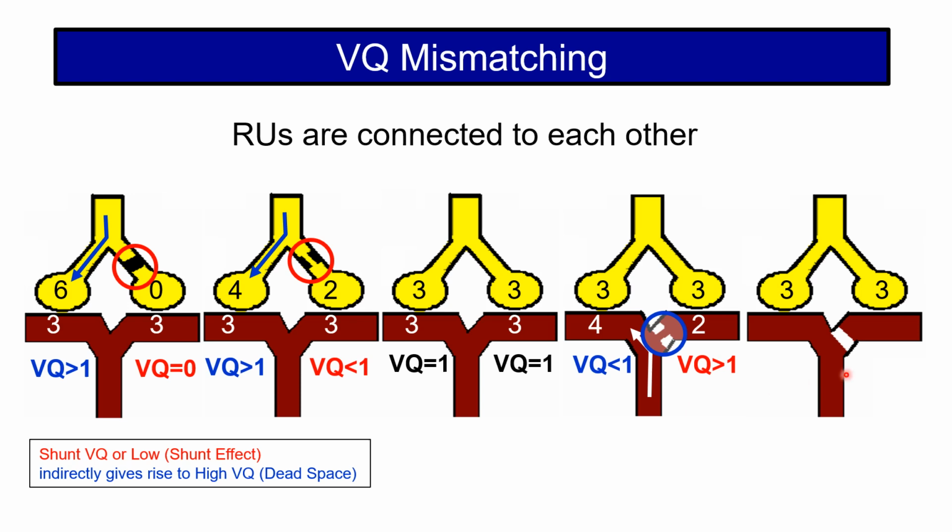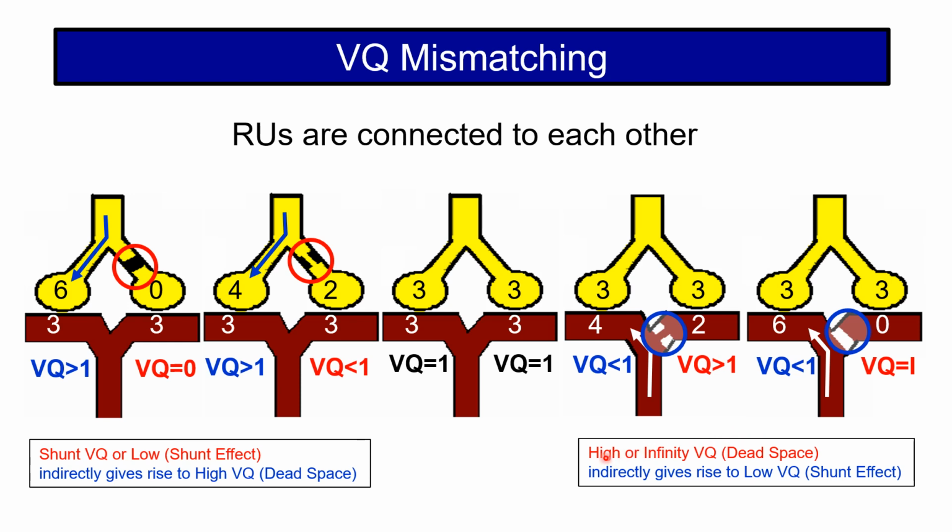In this situation, you have total obstruction of the blood vessels going to the right. So the perfusion is 0. 3 over 0 is a V/Q of infinity. The 3 that's supposed to go here is diverted to the other side, so it gives rise to a V/Q relationship of 3 over 6, which is a V/Q less than 1.